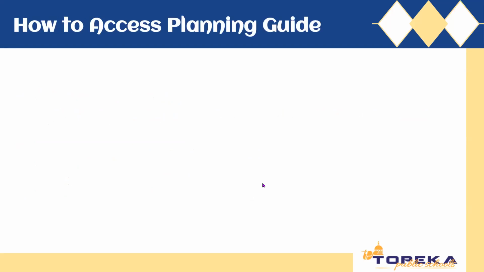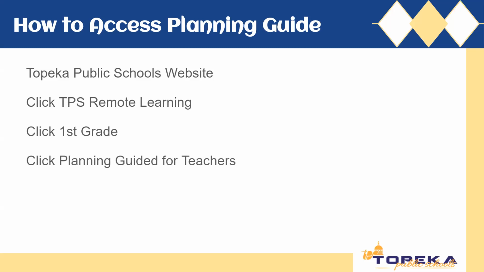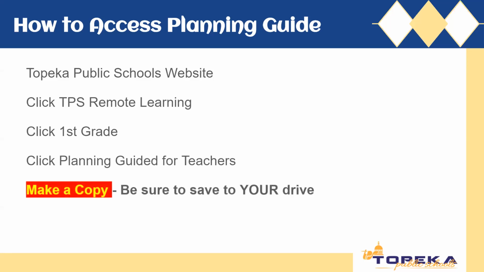Now we are going to take you into the planning guide. You get to your planning guide through the Topeka Public Schools website. Click on TPS Remote Learning, then click on First Grade, and then click on the planning guide for teachers. When you see that planning guide, be sure that you make a copy and save it to your drive. That way you can take it back with your first grade team, and you can add things to it that you might use for your team only.